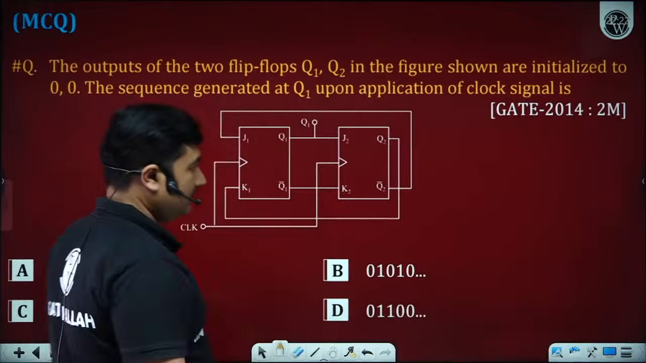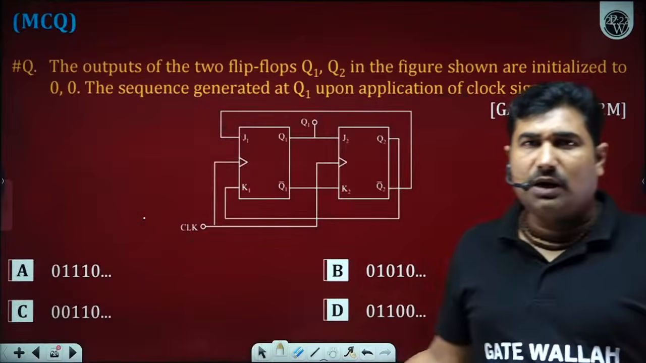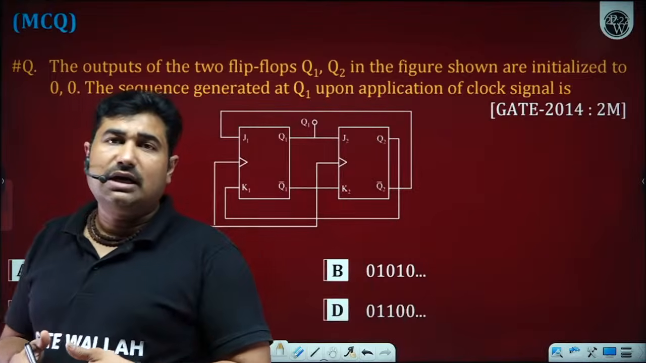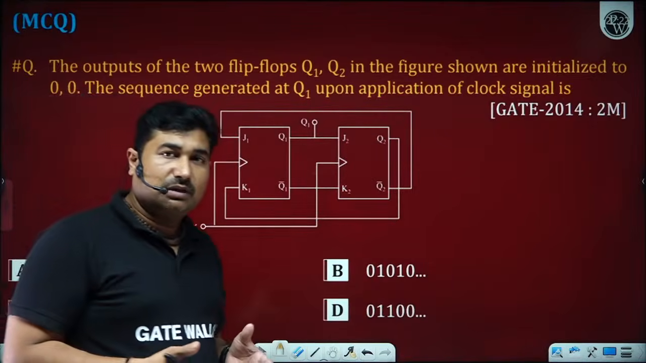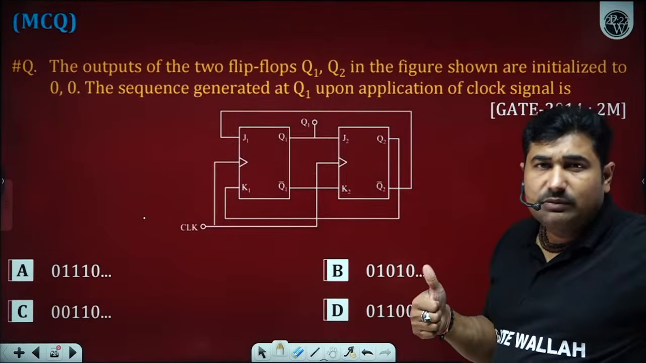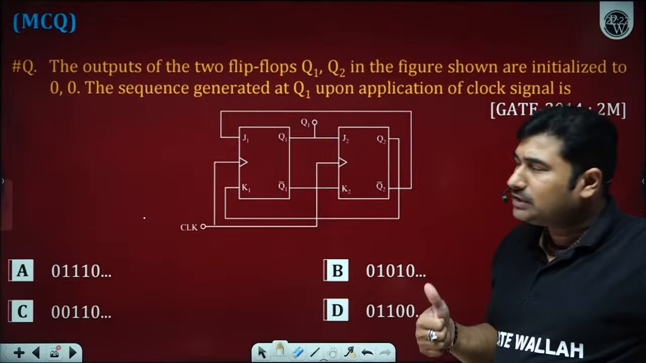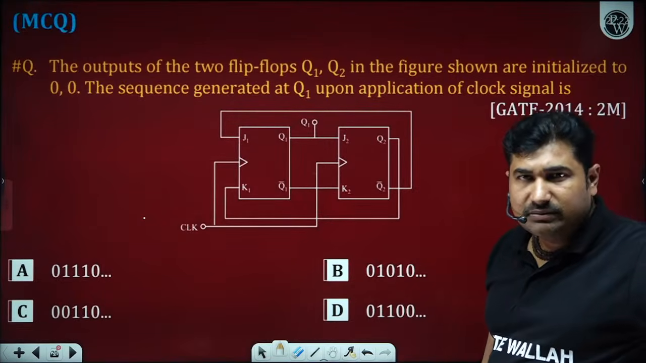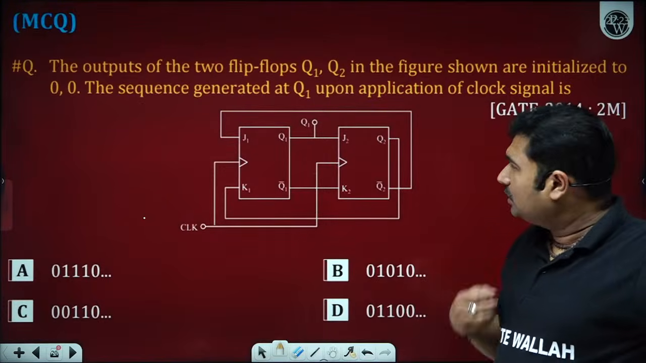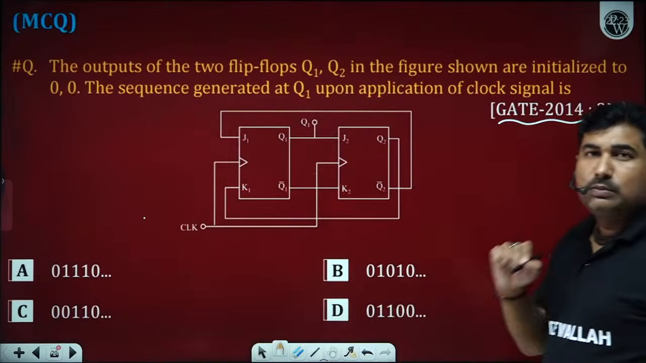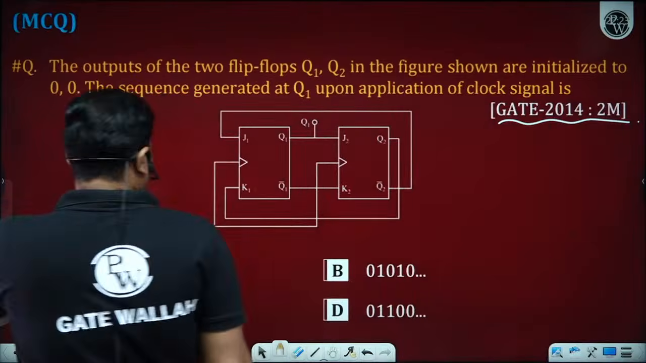Great. Can you solve this question now? I haven't discussed anything yet about counters and all, but can you solve this? We have a thumb rule. What is the thumb rule? Before applying the clock pulse, first find the input to the flip-flop, then apply the clock pulse and follow the truth table. That is all we have to do to solve any question. This question was asked in GATE 2014, 2 marks. Let's discuss how to solve this.